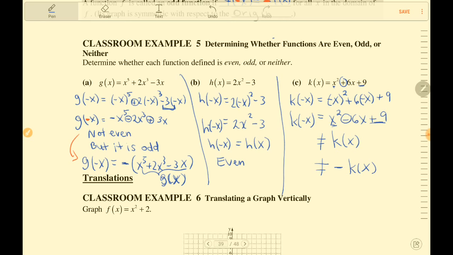So you have to have all of the terms stay the same sign, and that would mean it's even, or all of the terms change sign, and that would mean it's odd. But if you have a little bit of both, then it's neither. Okay, so this one was odd, this one was even, and this one was neither.